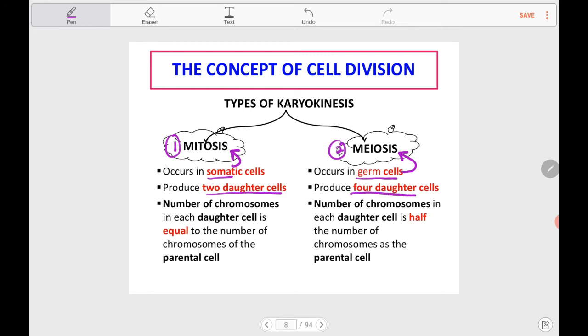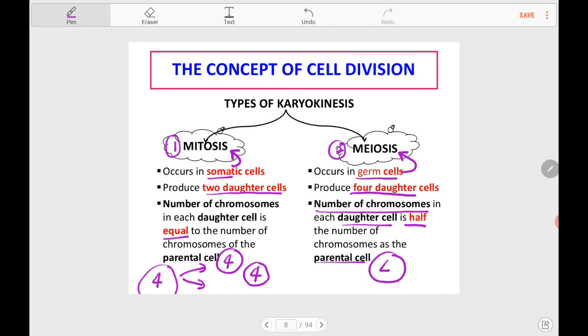Next, during mitosis, the number of chromosomes in each daughter cell is equal to the number of chromosomes of the parental cell. Okay, maksudnya, if the parent cell has 4 chromosomes, the 2 daughter cells after mitosis will also have 4 chromosomes in its nucleus. Okay, but for meiosis, the number of chromosomes in the daughter cell is half, kurang separuh, okay, daripada the original parental cell. Okay, if the parent have 4 chromosomes, the 4 daughter cells will each have 2 chromosomes in its nucleus.